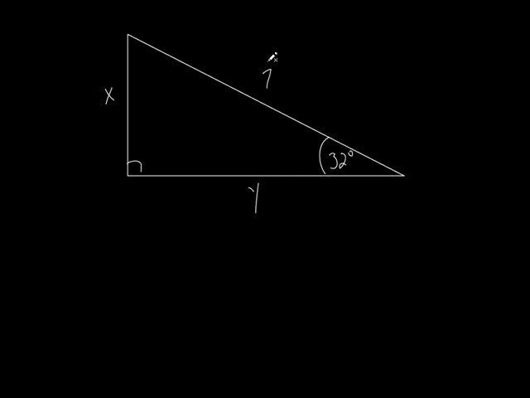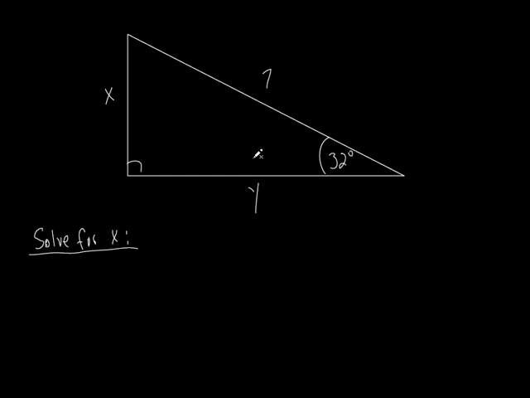Now look, I only know one side, don't I? I only know this side right here is 7. So I can't do Pythagorean theorem. I can't do 30, 60, 90 because it's not a 30, 60, 90, is it? I mean, it's kind of close. It's 32, but I still can't do that. So what do I have to do? I got to use my trig functions. Let's solve for x first. It doesn't matter which one you solve for, but let's just go in order and solve for x.